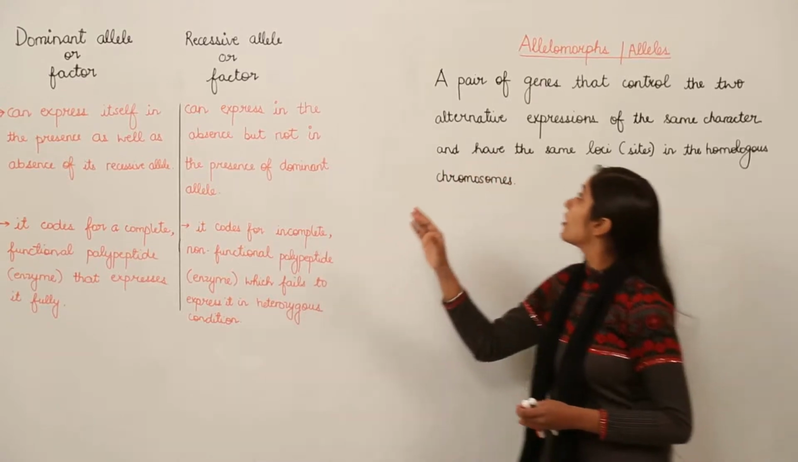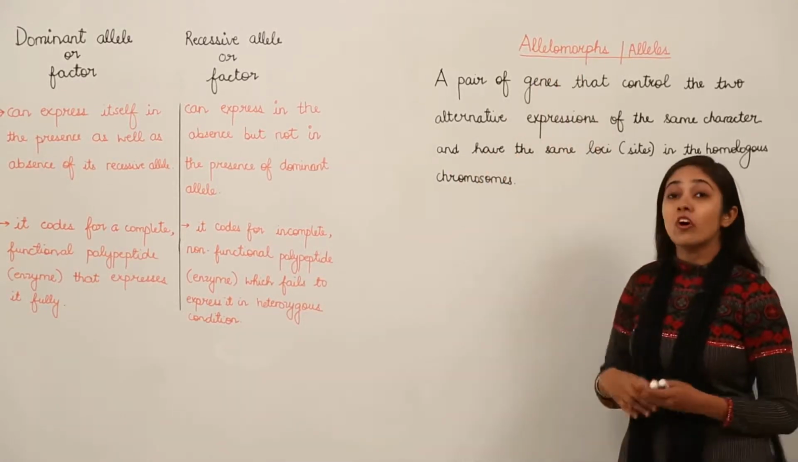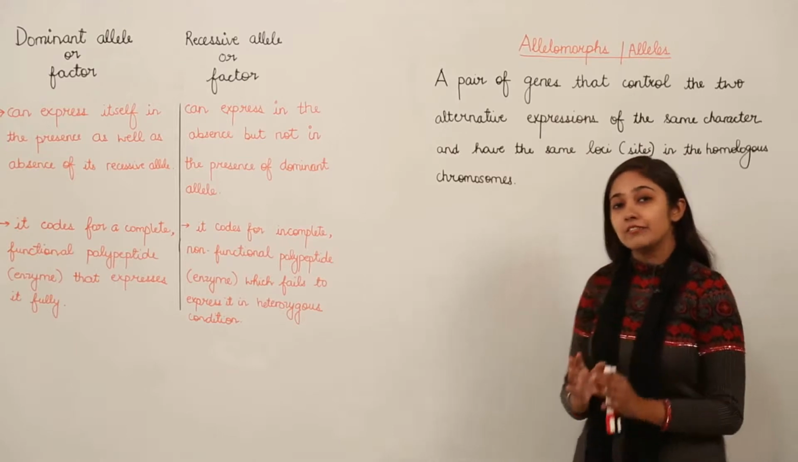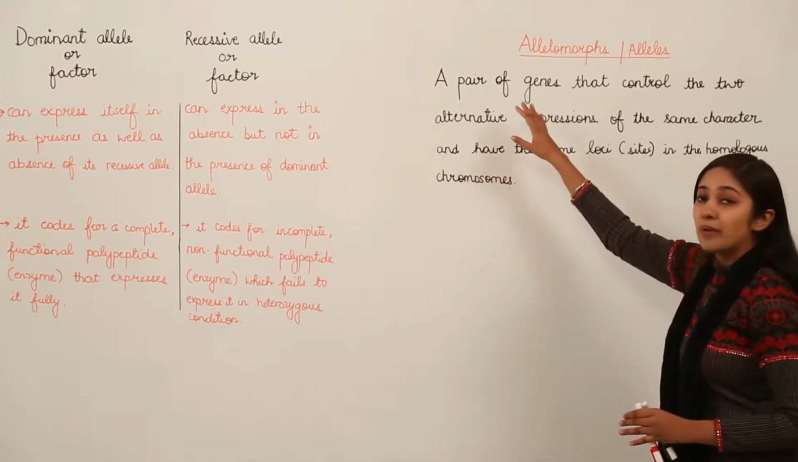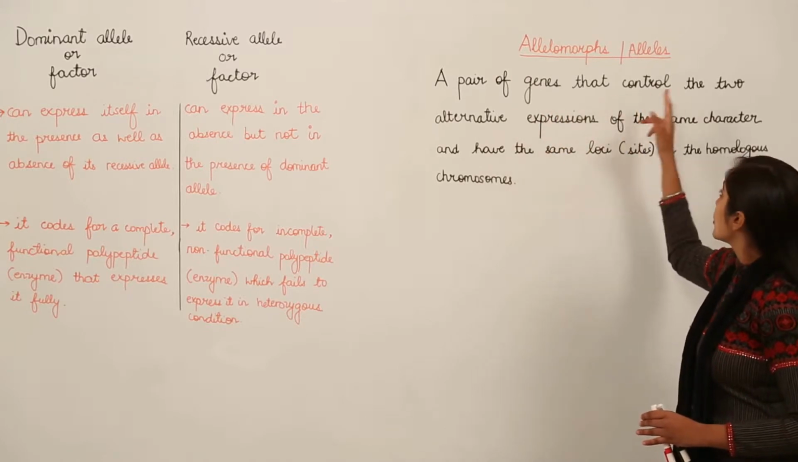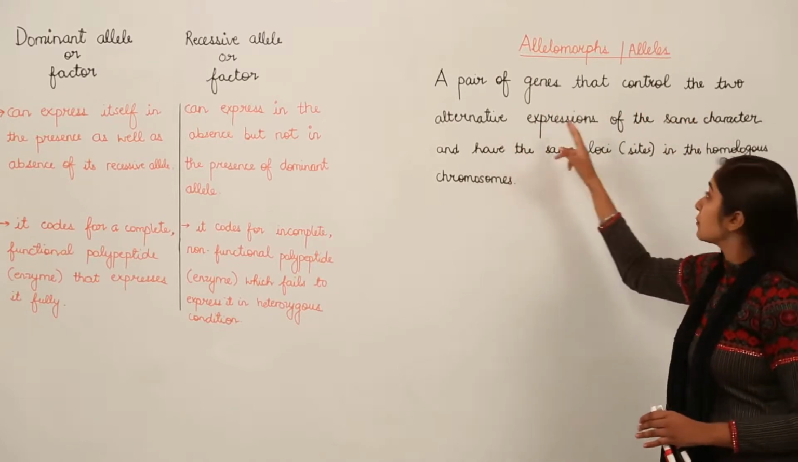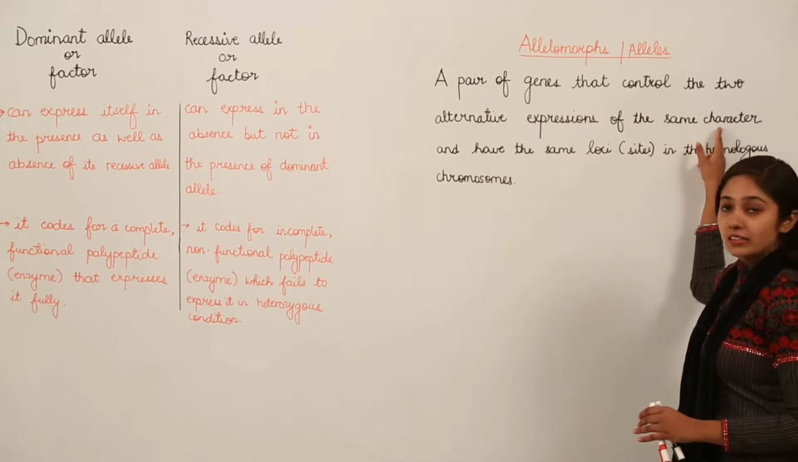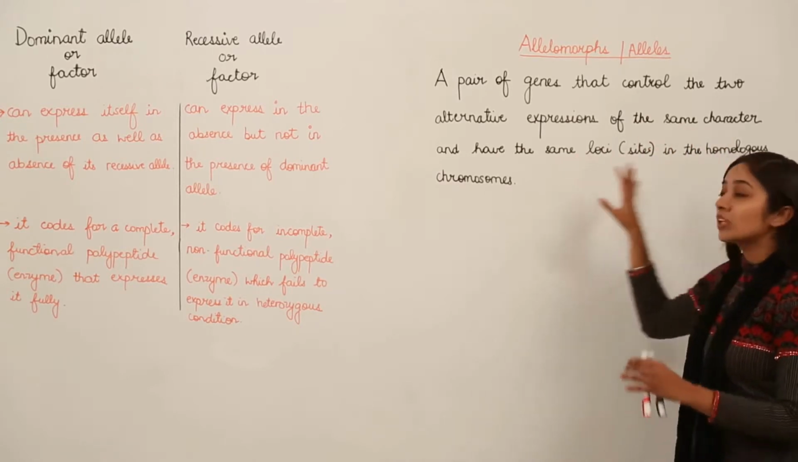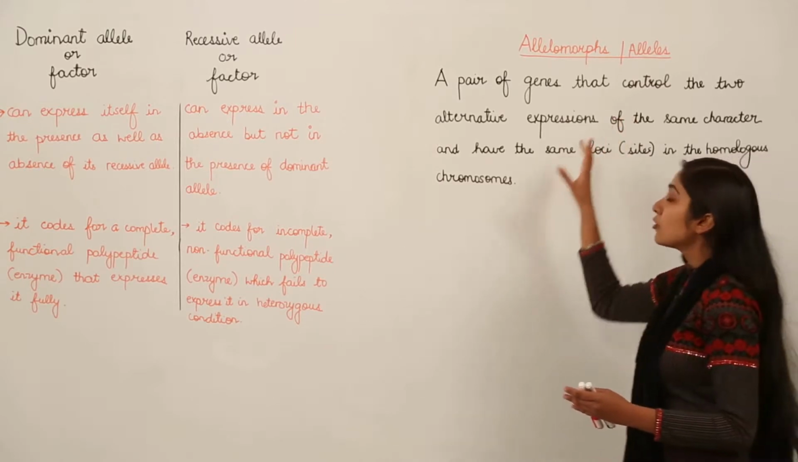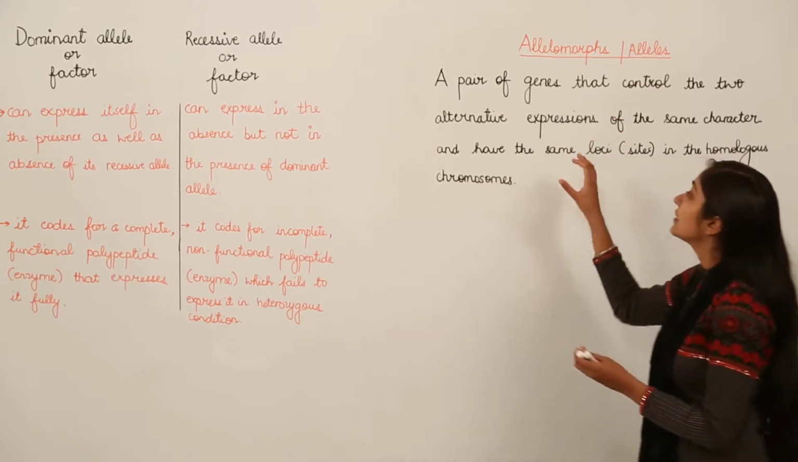Let us discuss what are allelomorphs or alleles. So let us read the definition first and let us interpret what this definition conveys. A pair of genes that control the two alternative expressions of the same character and have the same loci or sites in the homologous chromosomes. So when we talk about allelomorphs or alleles, what does this definition convey?